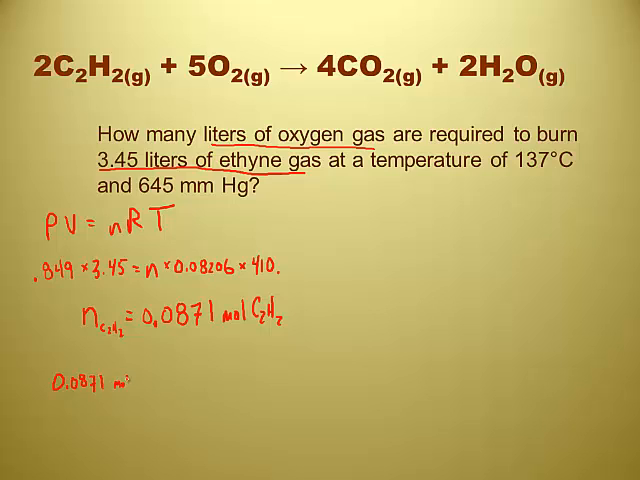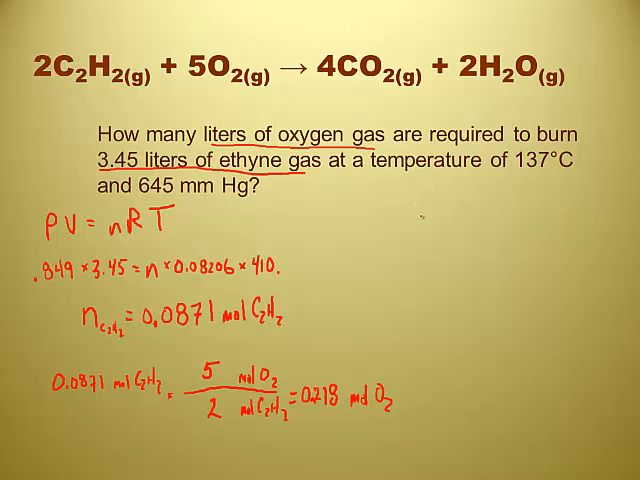Okay, so what I'm going to do is take 0.0871 moles of C2H2 and convert that to moles of oxygen gas, because that's what we're looking for. This is the stoichiometry part. The other one was just prep work, if you will. So 5 moles of oxygen, and the moles of C2H2 is 2, so it's a 5 to 2 ratio. We get 0.218 moles of oxygen. That's the stoich.